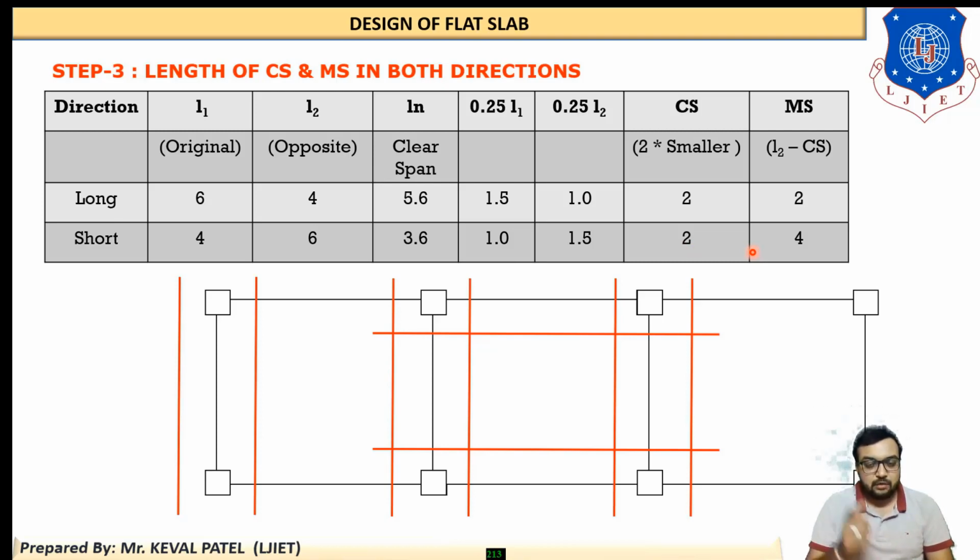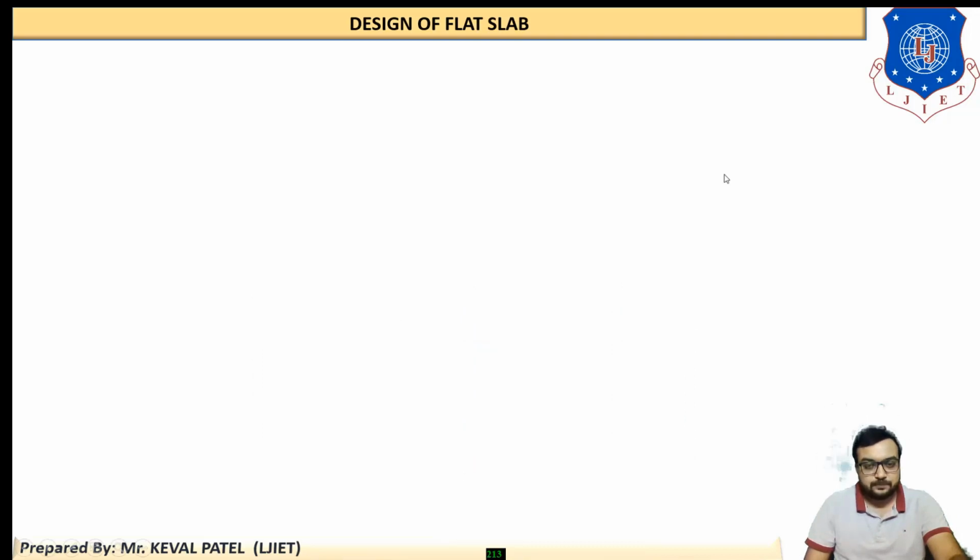So students, equation of middle strip is L2 minus CS. So L2, which is equal to 6 meter, and CS is equal to 2 meter. So 6 minus 2, which is equal to 4 meter. So students, this table is a very most important table for the upcoming step of this design. So this is the end of step number 3. Now moving further to the step number 4.